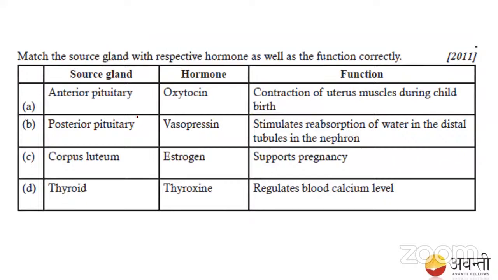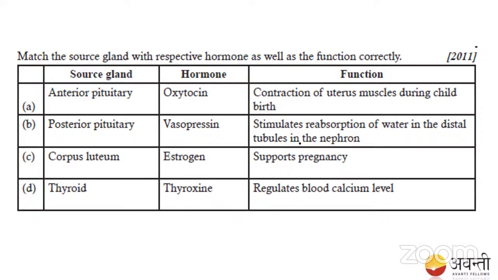This is also a very important and a very good question. Match the source gland with the respective hormone as well as the function correctly. Okay. So these are your source glands. Number 1 is your anterior pituitary. Number 2 is your posterior pituitary. Number 3 is the corpus luteum, and D is thyroid. And these are the hormones: oxytocin, vasopressin, estrogen, thyroxine.